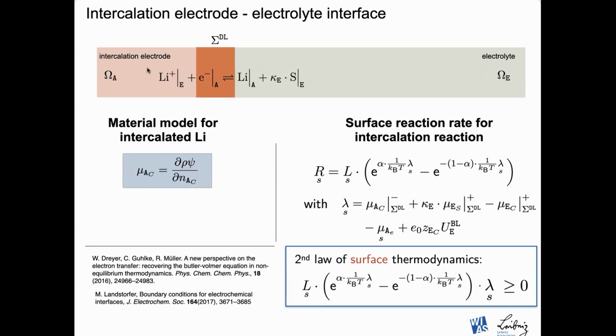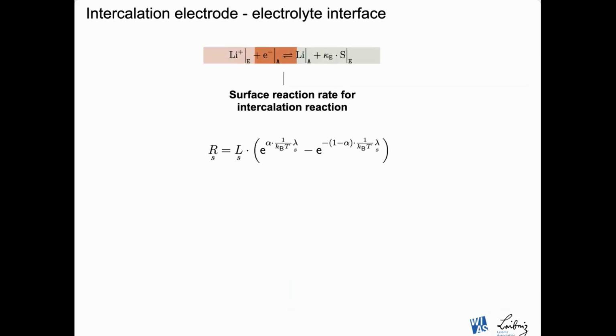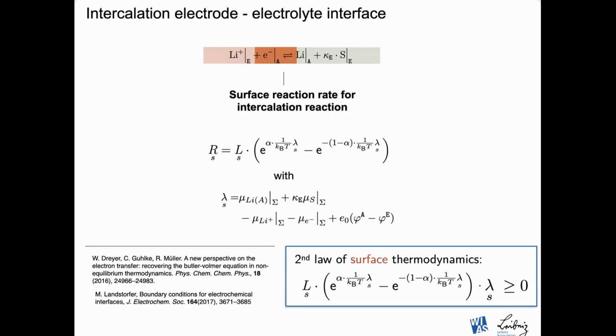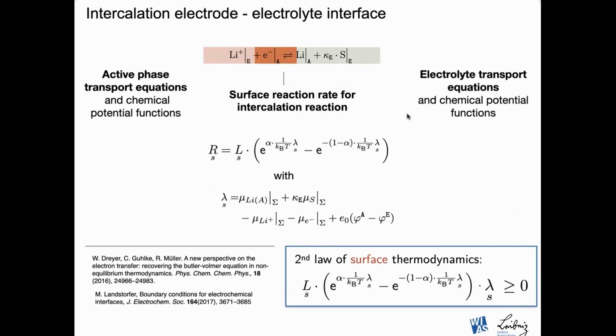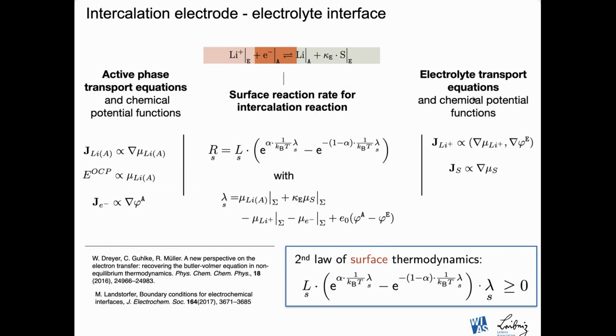So for a closed system, and I'm not going to talk a lot about intercalation electrodes here, but you will also need material models for intercalated lithium on the electrode side in order to close the system. What is important to mention in this respect, we were talking a lot about the electrolyte. In the electrolyte, we already know chemical potential functions for lithium, and we already know how electrostatic potential and also pressure come into play. And the same in principle holds true also for the active phase. You also have a chemical potential of lithium, and you have an electrostatic potential in the active phase, coming from electron transport.